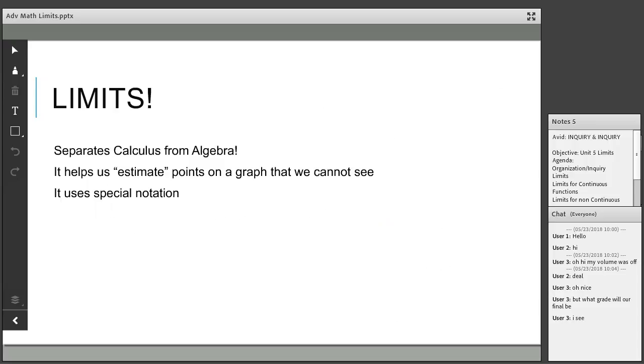Okay, so as I said, we're going to start limits, and I'm so excited to start limits. It's what I think separates calculus from algebra. It's used for a lot of things. Physics, you're going to see limits. Engineering, you're going to use limits. It really helps us estimate a point that we can't see. And it does use special notation that we'll go over that you need to know.